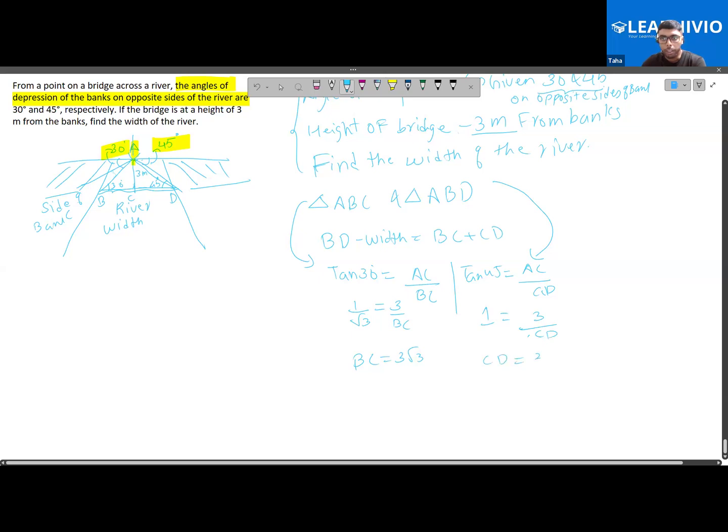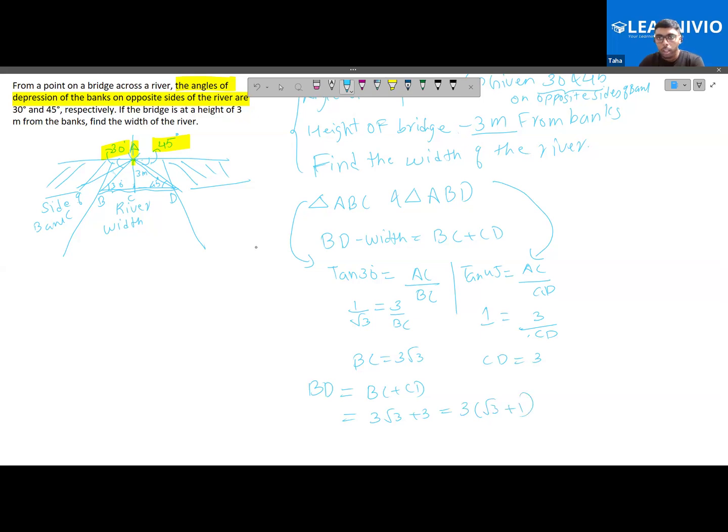So CD would be 3. Okay. So BD will be equal to BC plus CD, and BC is 3 root 3 and CD is 3. This would be 3 into root 3 plus 1. All right. So this is going to be the width of the river.